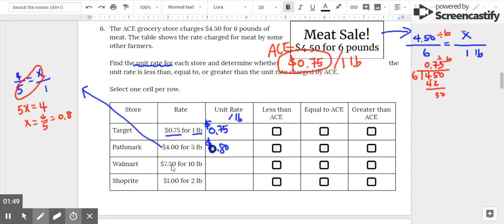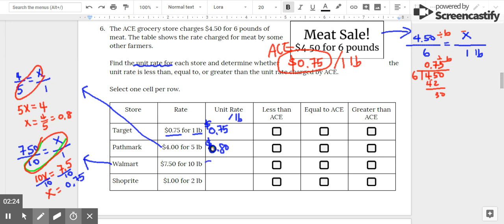And Walmart, $7.50 for 10 pounds. What about per 1 pound? We're looking for this. Do cross multiplication, which is 10x is equal to 7.5. So x, we're going to divide it by 10. You move the decimal to the left by 1. So now the unit rate is 75 cents.